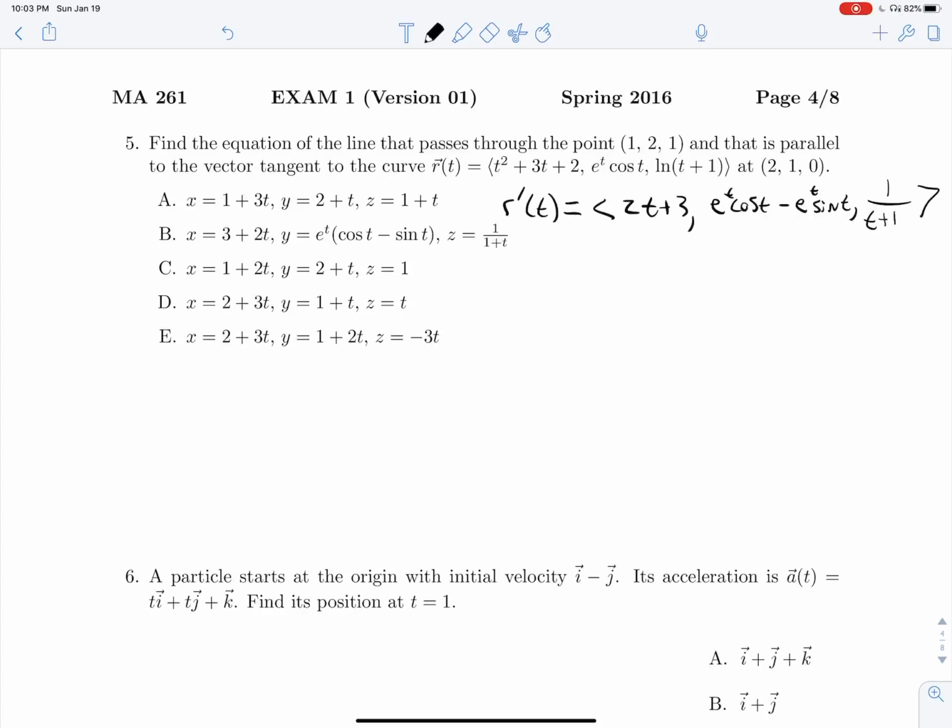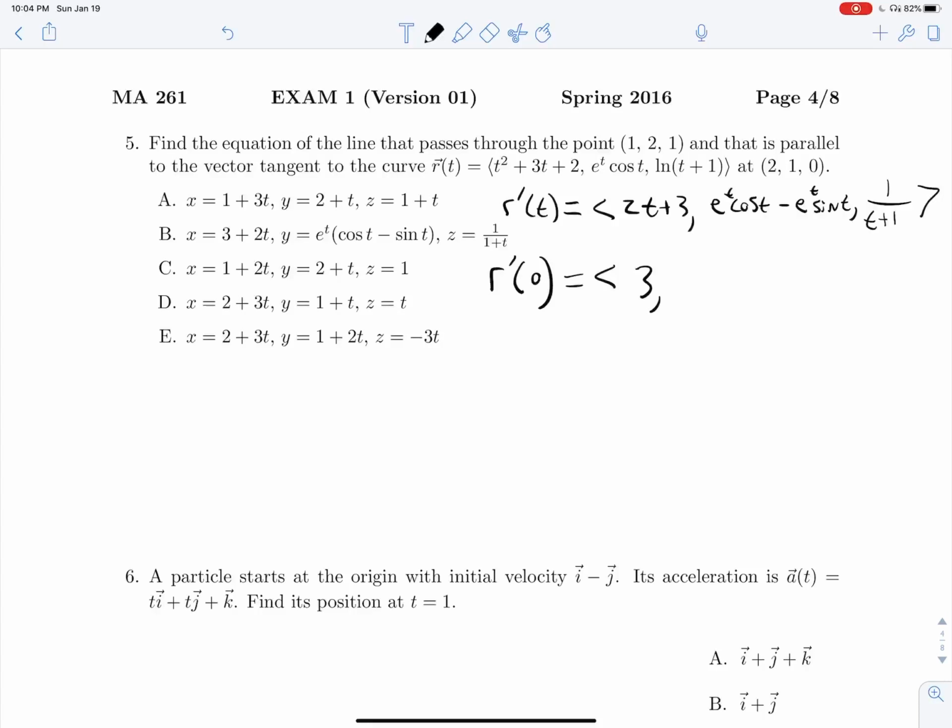So now we'll also notice that we're looking at the point 2, 1, 0. Well, in order for this r of t to go through 2, 1, 0, our t value has to be 0, because, you know, ln of 1 is 0. Let's see, e to the t cosine t, that needs to be 0. And over here, we just want that constant 2. So all these other t's have to be 0. So all we get from that is that we need to be evaluating our r of t at 0. So r prime of 0 is going to be 3.